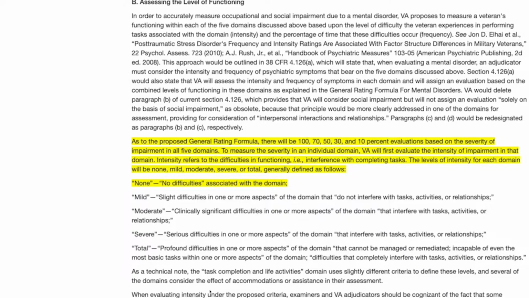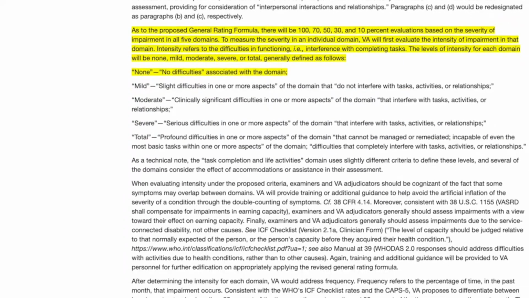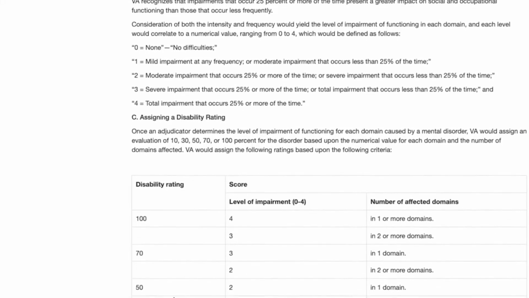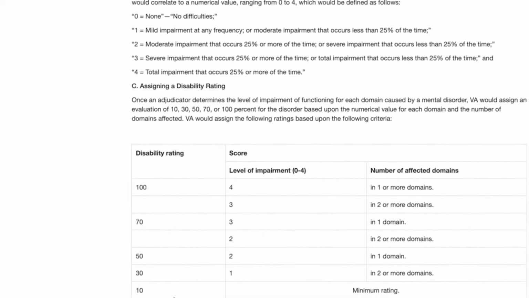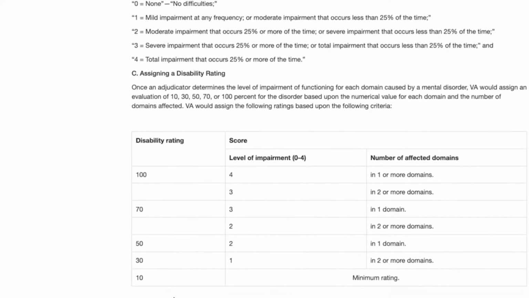In your six domains, if you have a 0 or a none in each of these six domains, you don't have a diagnosis of the condition, because in cognition, none; interpersonal interactions, relationship, none; task completion, life activities, none; navigating environments, none; self-care, none. You have no difficulties, so therefore you have no diagnosis of the condition. So without a diagnosis, there's nothing to give you.